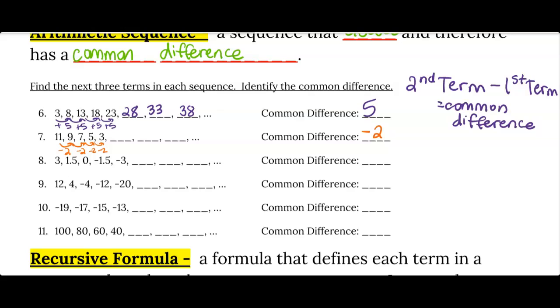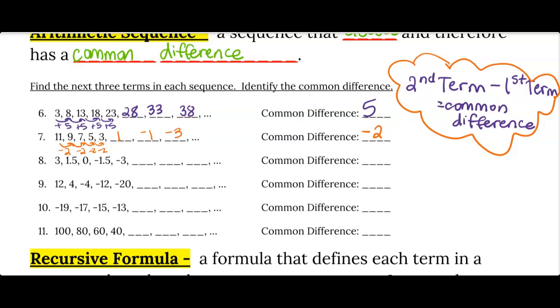If you were doing our little handy trick that we wrote over here, you would be doing 9 minus 11, which would still give you -2. So 3 minus 2 is 1, 1 minus 2 is -1, and -1 minus 2 is -3. You always want to remember that it keeps the trend. If it was going up, it should continue to go up. If it was going down, it should continue to go down.